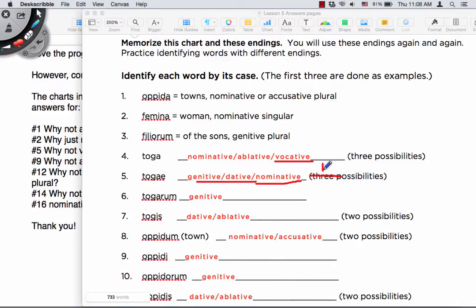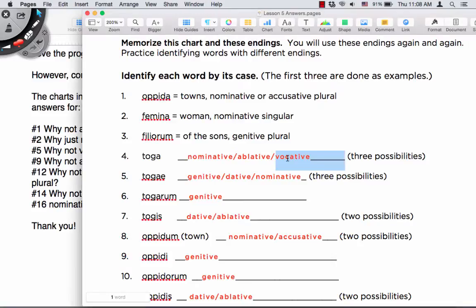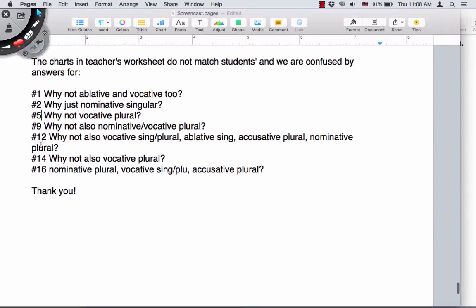So once again, these answers are not wrong, but perhaps this is. Perhaps I should say there are 4 possibilities. So if you want to add vocative in there, that's fine. And if your kid writes genitive, dative, vocative, don't mark it wrong. Although I still think it's weird that anybody would call a toga. That said, I did give it as an option in the singular.